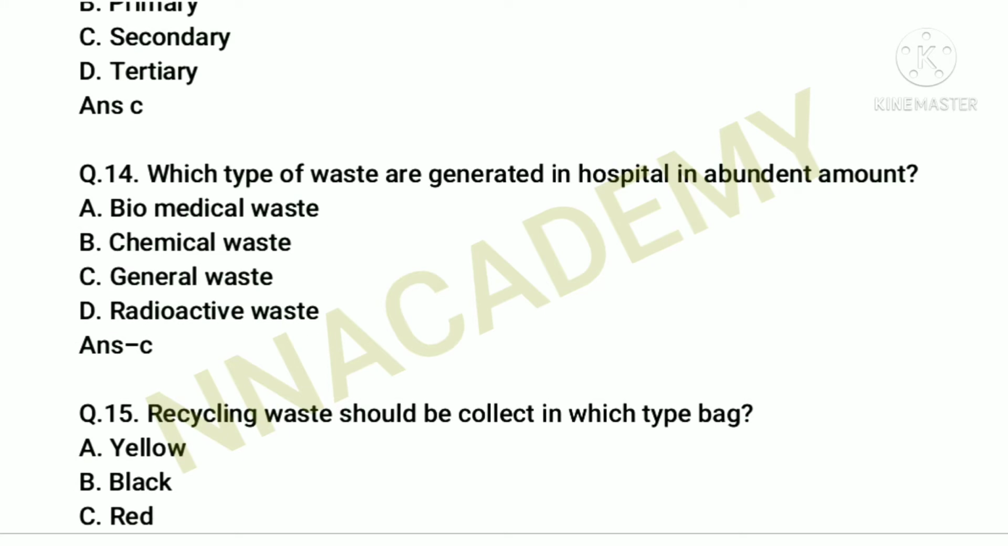Next question, which type of waste is generated in hospitals in abundant amount? Options are option A biomedical waste, option B chemical waste, option C general waste, and option D radioactive waste. So the right answer here is option C, general waste. Hospitals generate general waste in abundant amount.